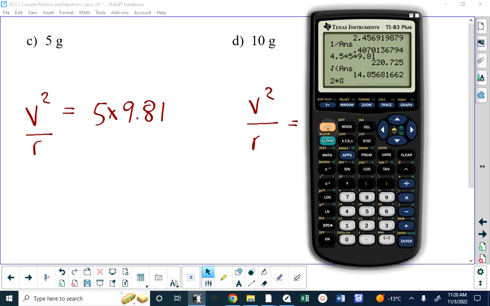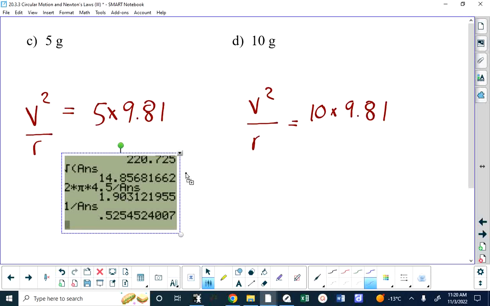2 times pi times the 4.5 divided by the speed gives us the period. So the period is only 1.9 seconds now. And then the frequency is 1 over the period. So now what we're talking about is this speed, this period, and this frequency.